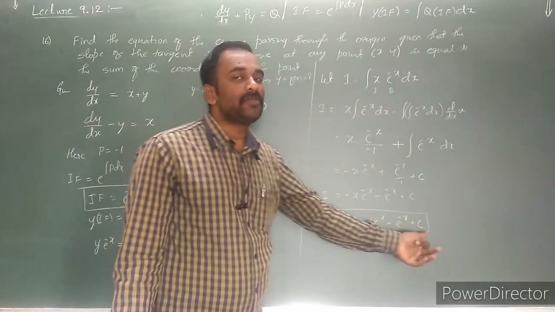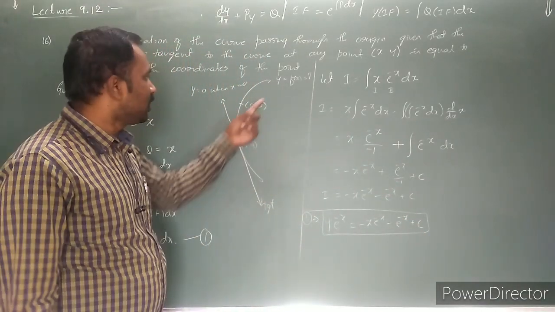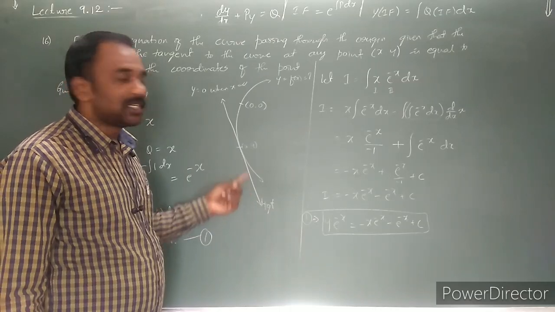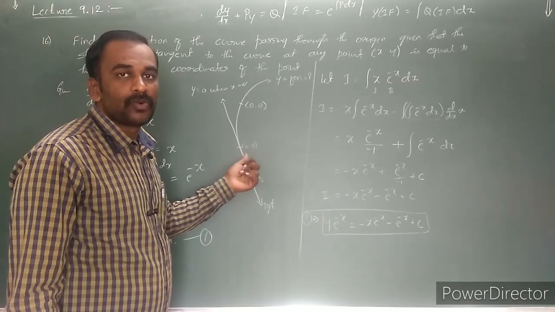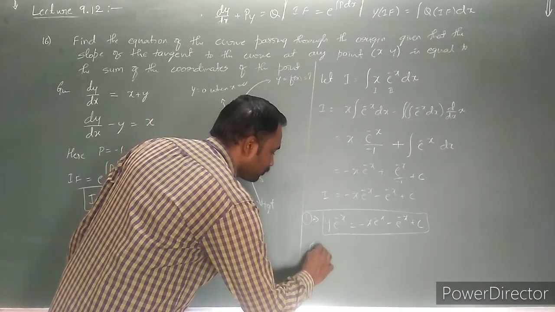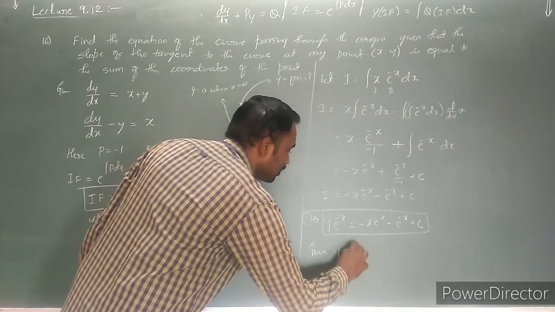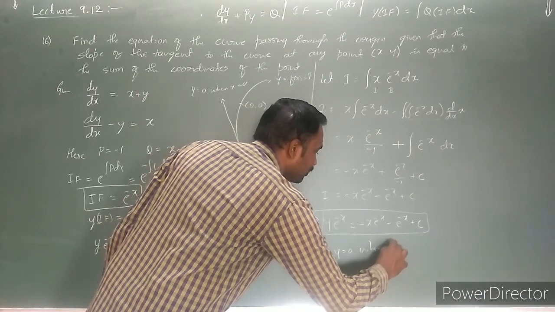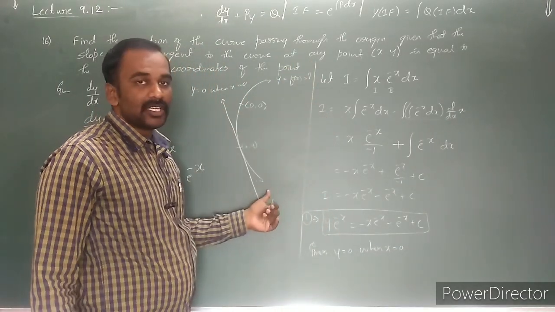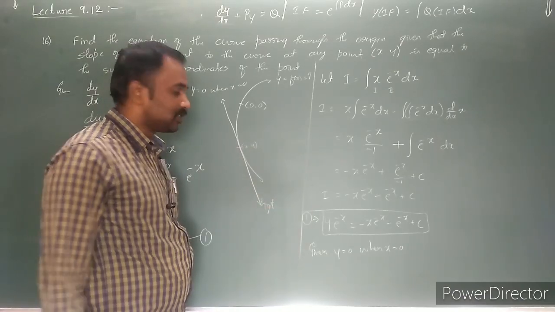So we don't need the family of curves. We need the particular single curve. That curve passes through the origin and the slope of the tangent is the sum of the coordinates of the point. So here it is given that y is equal to 0 when x is equal to 0, or you can say that the curve passes through the origin, therefore x comma y is equal to 0.